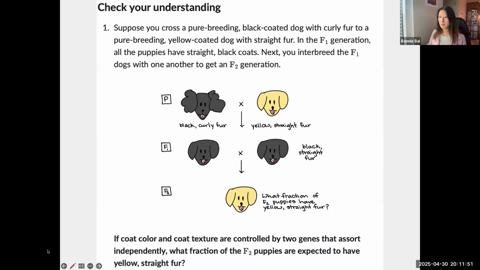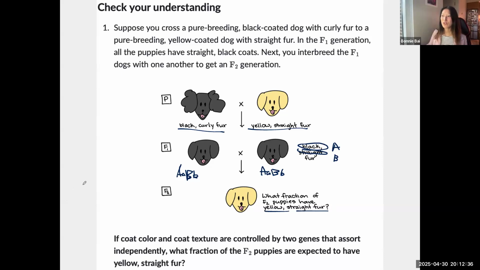Okay, so for this one, we know black is dominant, so you can do like big A for black, and then straight fur is dominant, so big B for straight fur. So we're doing true breeding, so that means these are homozygous, so all the F1 generation will be big A, little a, big B, little b, crossing with another big A, little a, big B, little b. It's asking you, what are the chances of finding a yellow straight fur puppy, right? So in this case, if you were to draw a 4x4 Punnett square, that's going to take you a while. And during the AP test, we truly just don't have the time for it. Or, I mean, if you do end up having the time for it, feel free to do it.